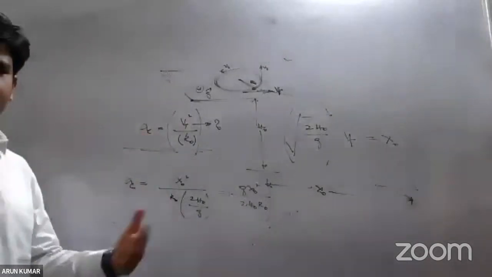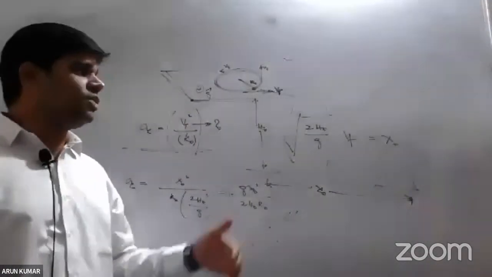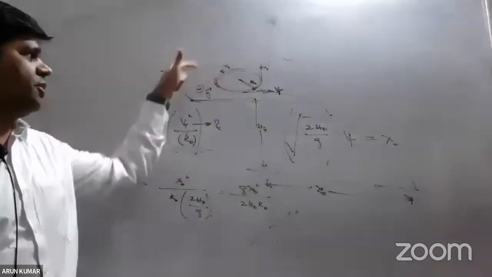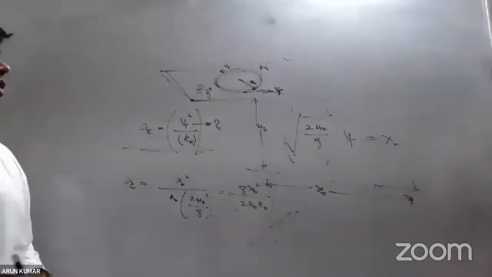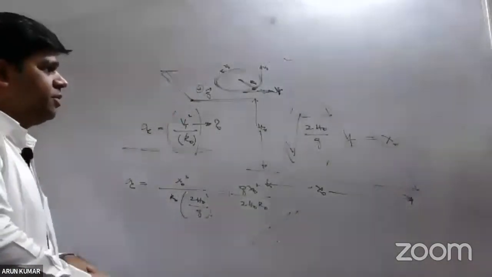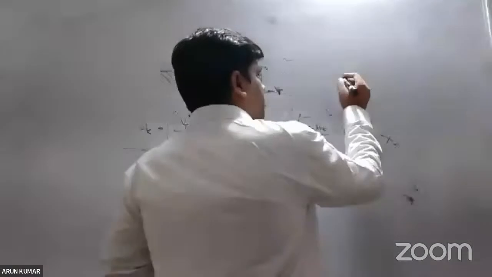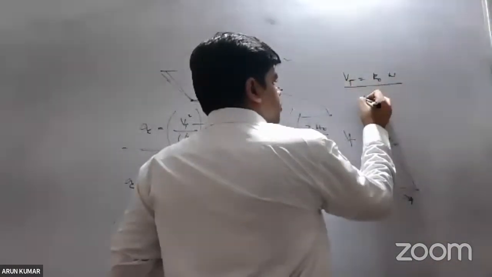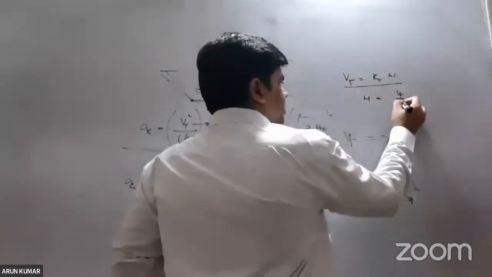Required is tension. He can ask you tension also. Multiple correct. He can ask you acceleration, he can ask you tension, and he can ask you what is the period of motion also. What is the angular velocity once you get VT? VT is equal to R naught omega. So omega is equal to VT by R naught.